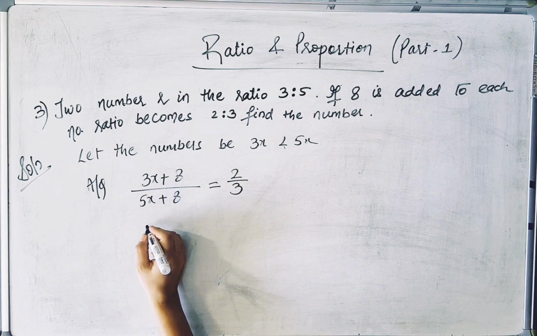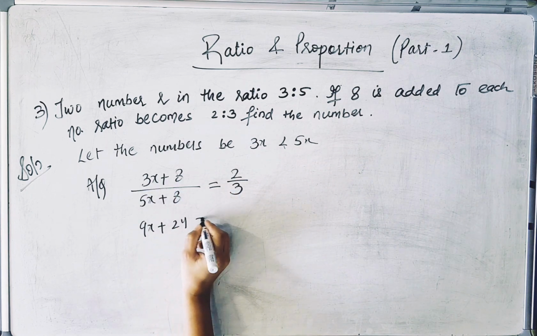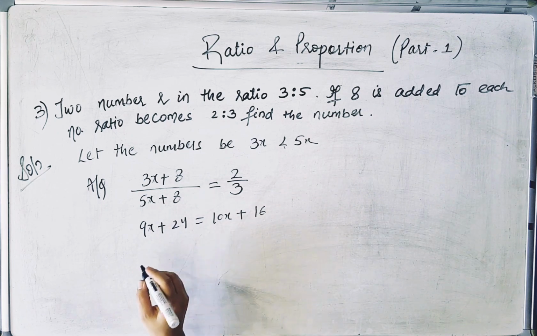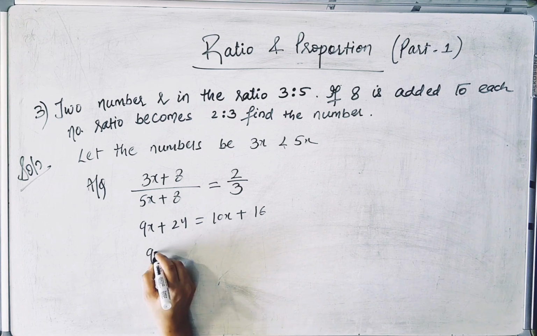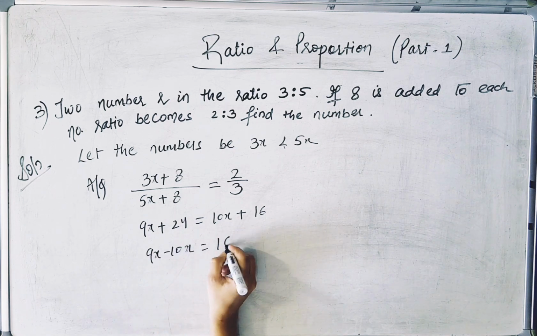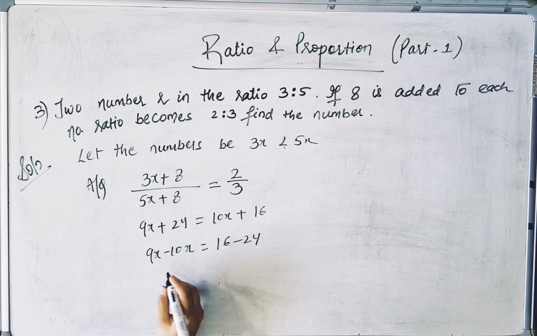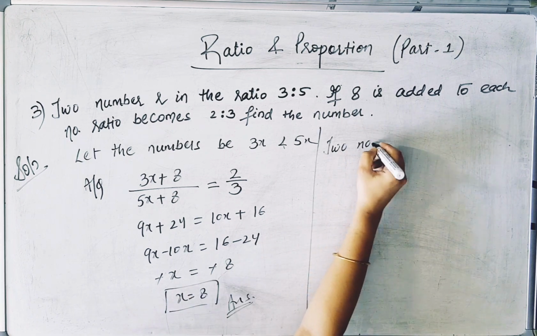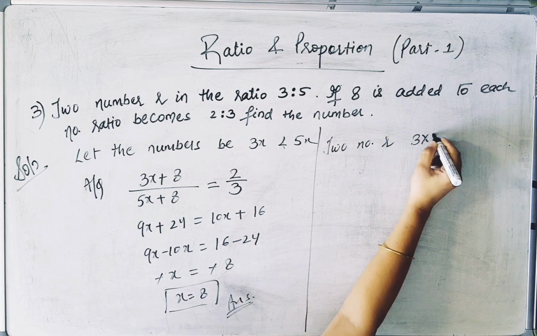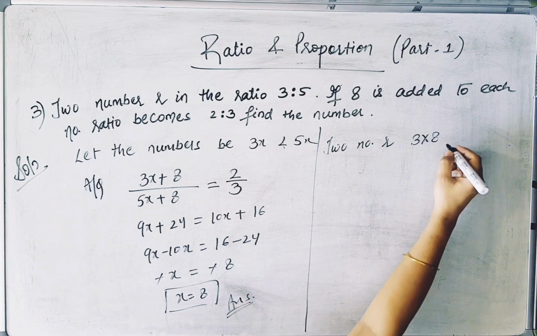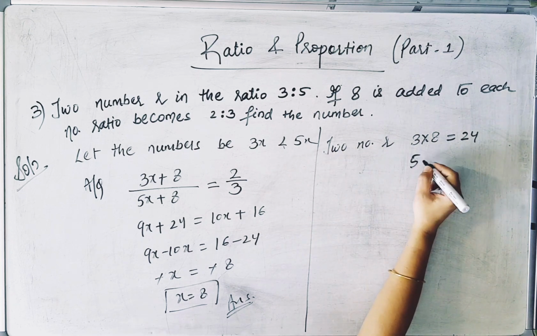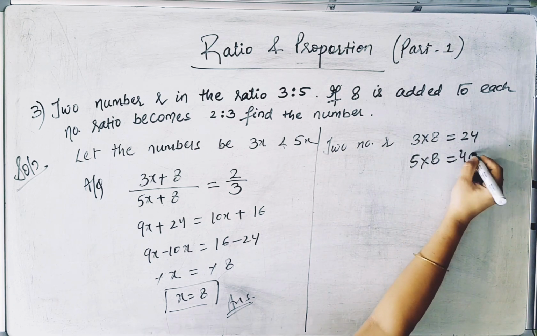So we'll now cross multiply it. 9x plus 24 equals 10x plus 16. We'll shift: 9x minus 10x equals 16 minus 24. Thus minus x equals minus 8. So x is 8. The two numbers are 3 into 8, because the value of x is 8, so 3 into 8 is 24, and the other number was 5x, so 5 into 8, thus 40.